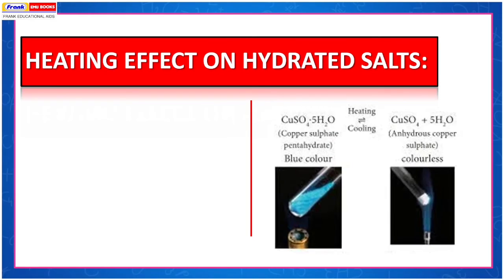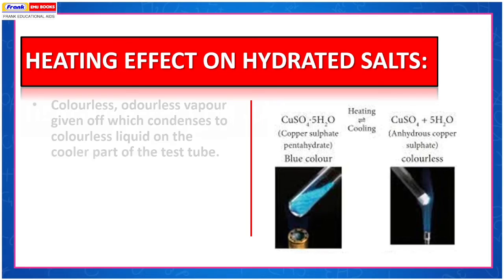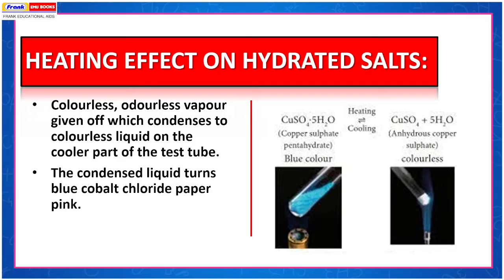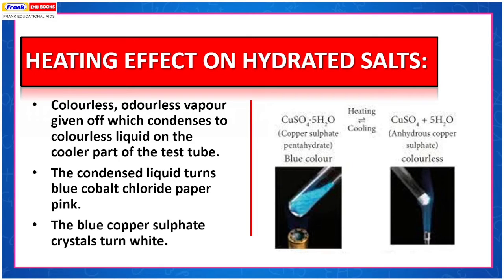Heating effect on hydrated salts. Colorless, odorless vapor is given off, which condenses to colorless liquid on the cooler part of the test tube. The condensed liquid turns blue cobalt chloride paper pink. The blue copper sulfate crystals turn white.